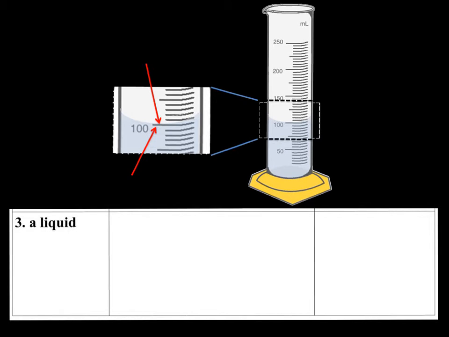To find the volume of a liquid, you carefully pour all of the liquid into the graduated cylinder. You cannot leave any, you can't spill any because that changes the volume or the amount of space that liquid takes up.